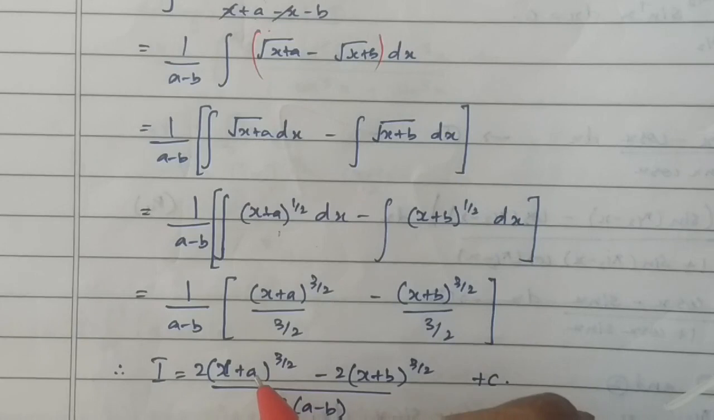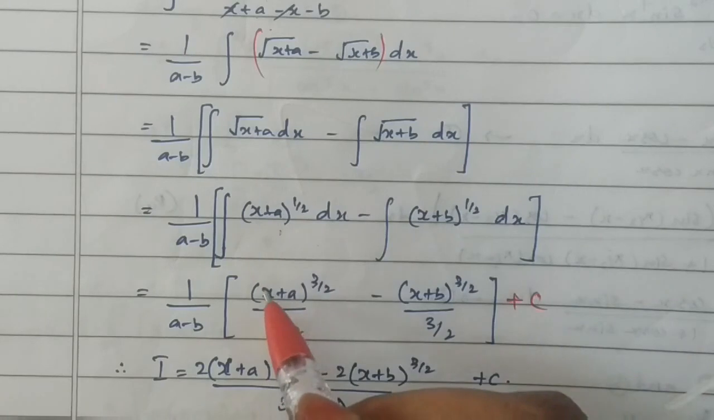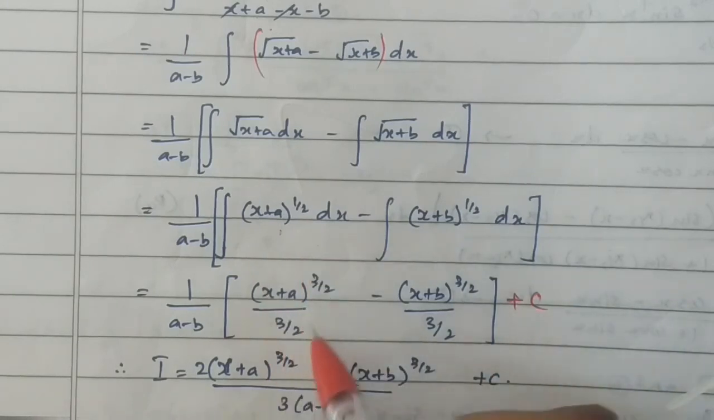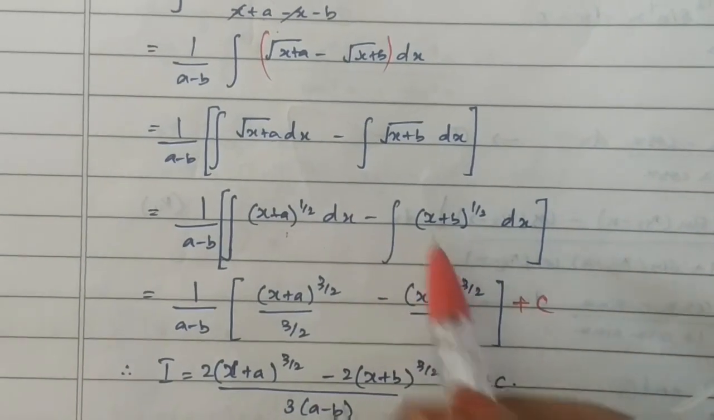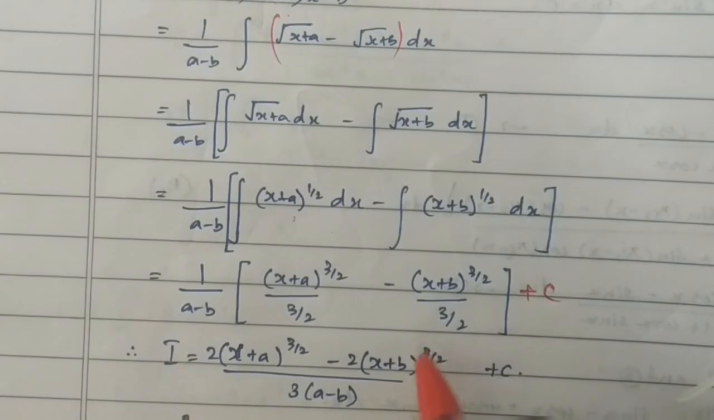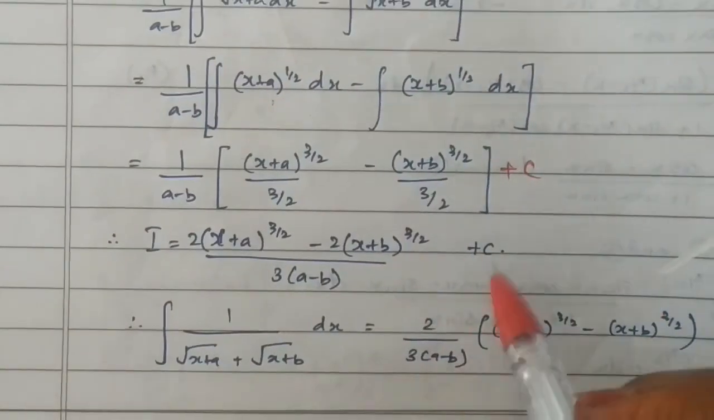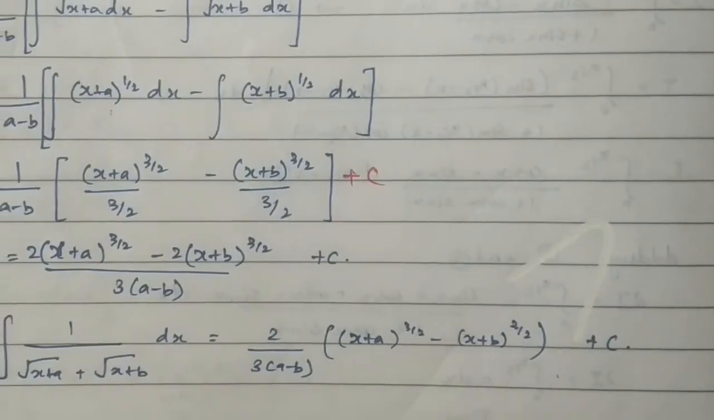The integral of x power n into dx is x power (n plus 1) divided by (n plus 1), plus a constant of integration. So here you will get (x plus a) the whole power 3 by 2 divided by 3 by 2. When you have 3 by 2 in the denominator, you can reciprocate and write. Similarly, it is (x plus b) the whole power 3 by 2 divided by 3 by 2. After that, take the LCM and simplify. Therefore, this is the value of the integral, and don't forget to add the constant of integration.